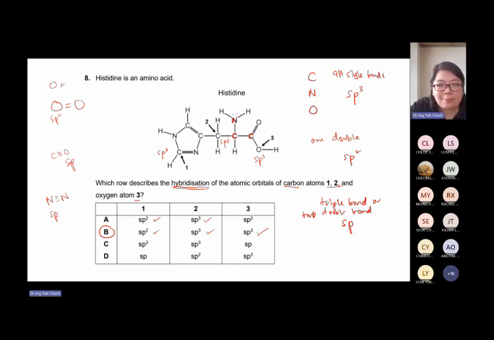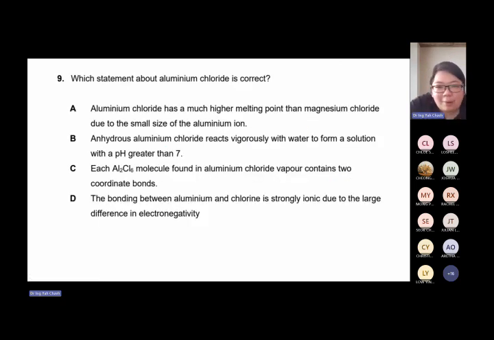At least when you see them in the exam, if you're lucky enough to remember all this, then you'll be able to solve the question faster. But I'm actually still following this faster rule that I told you. Question 9 about aluminium chloride. Which one is correct?